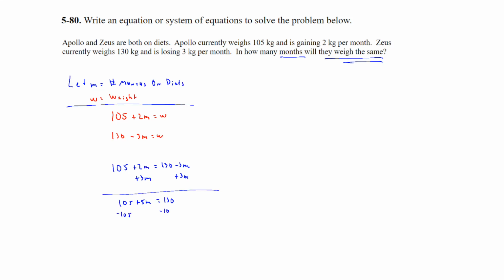Subtract the 105. 5m is equal to 25, divided by 5. So m is equal to 5. So how many months will they weigh the same? It will be 5 months that they will weigh the same.